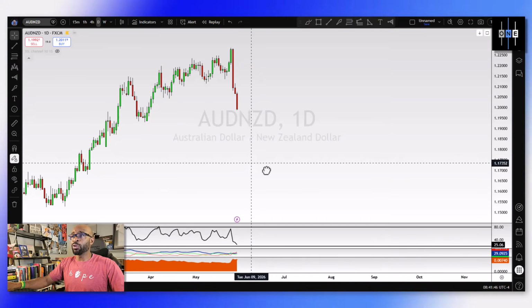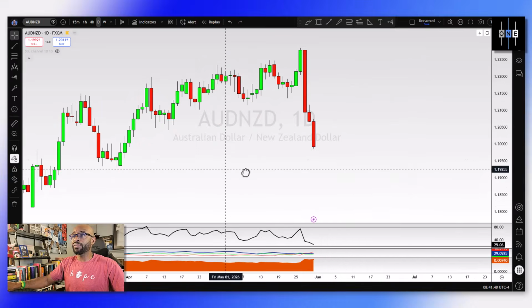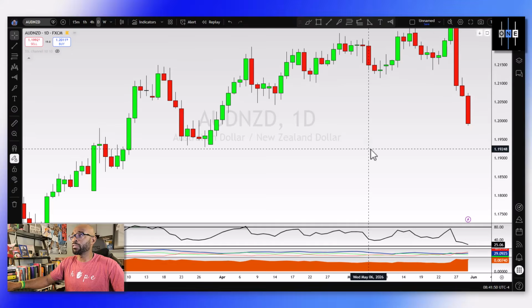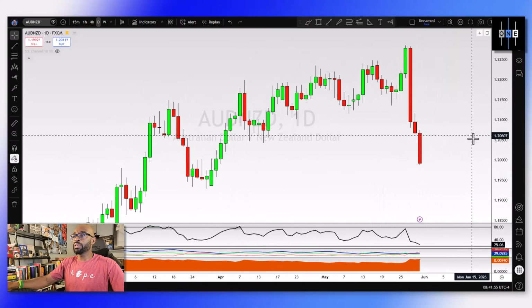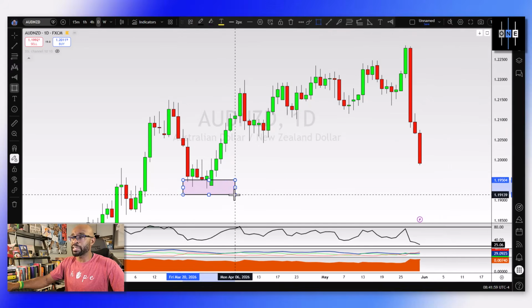But this is the Aussie New Zealand on the daily, and we have an advanced pattern formation forming and looking like it's near completion. This is going to be a Cypher pattern, right? One of our advanced pattern formations. And this is going to be our starting point right down here.